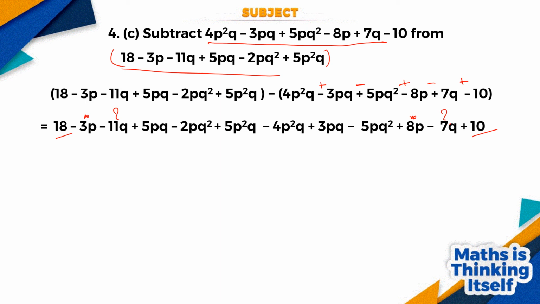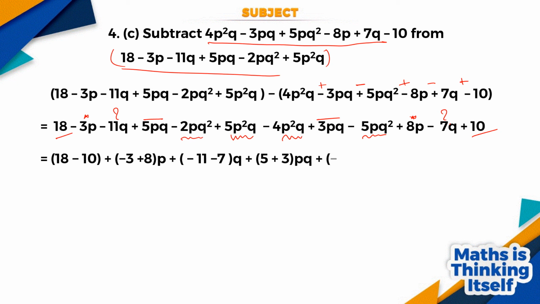Then 5pq, meaning the pq term. Then minus 2pq square, so the pq square term here, and then p square q and p square q. Now we are collecting the like terms. So write in the bracket 18 minus 10, plus minus 3 plus 8p, plus in the bracket minus 11 minus 7q, plus 5 plus 3pq, plus minus 2 minus 5pq square, plus 5 minus 4p square q.